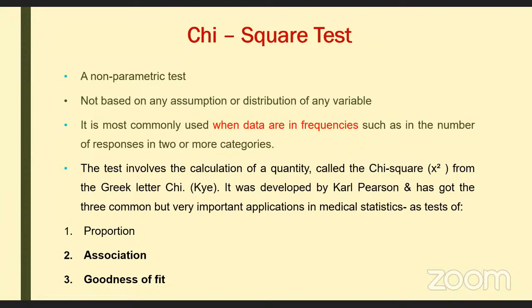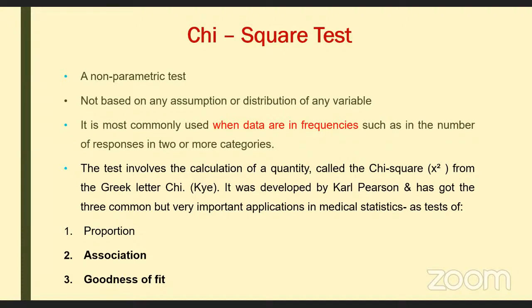Then the chi-square test is a very popular test. It's a non-parametric test, not based on any assumptions. It is mostly used for data in frequencies. I hope you know the types of data very well. There we have counted facts, or discrete data. Discrete data, counted fact.